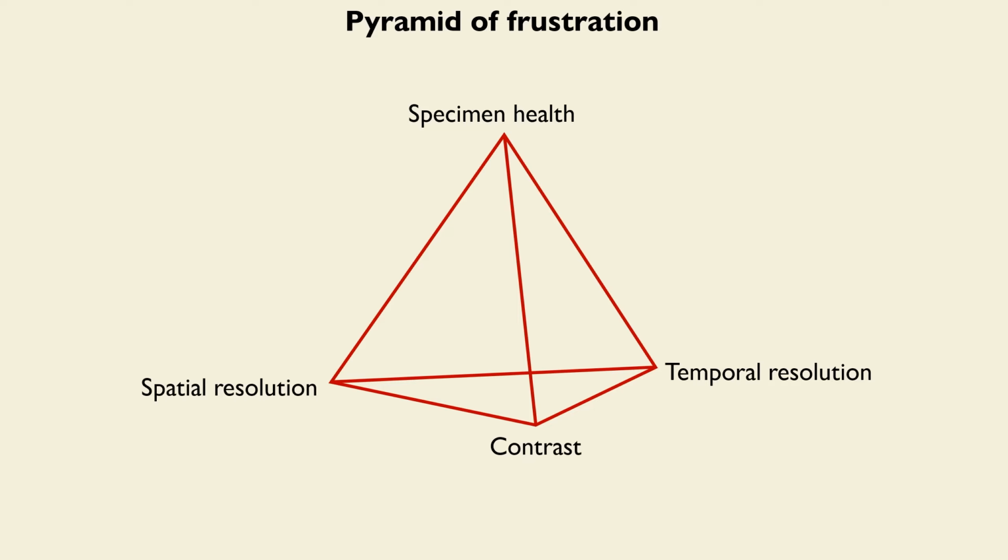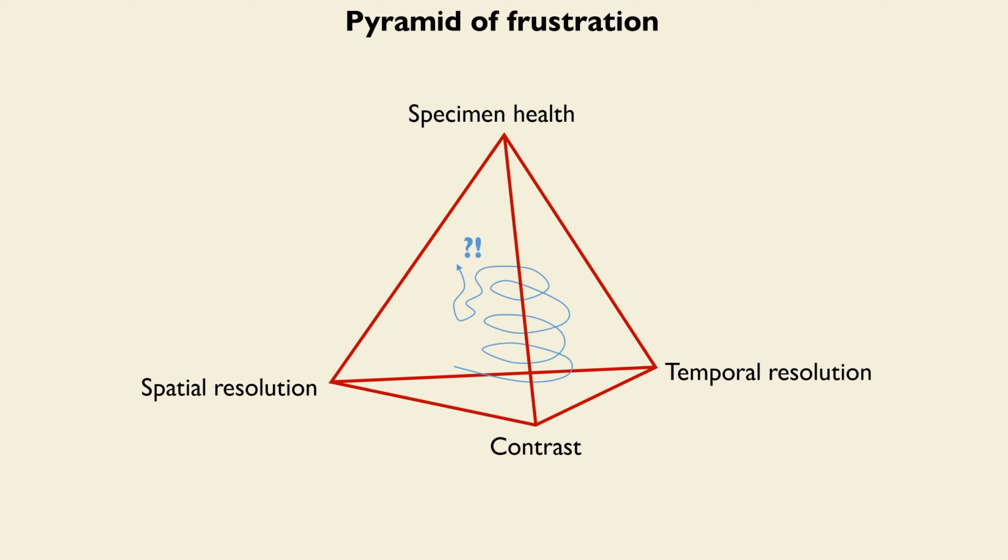Whatever you do, you will never be able to escape from what is colloquially called the pyramid of frustration. You are trying to optimize for several things at once. You want high spatial resolution, perhaps. You want high contrast. You want high temporal resolution. You want good specimen health if it's alive. And you're trying to figure out how to navigate through all this because the different things that you're trying to optimize for are pulling you in different directions.